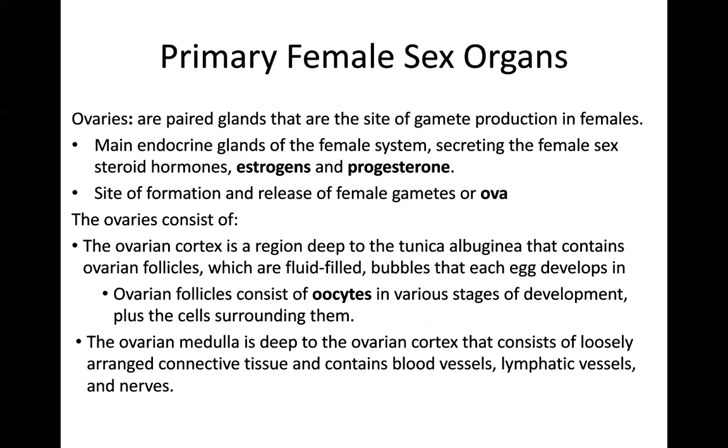Once again, we've talked about those organs before. That's because they are the main endocrine glands of the female system, secreting the female sex steroids, estrogens and progesterone. They are also the site of gamete production in females, producing the female gametes. We would commonly call them eggs. They have a fancier term called ova. And we'll get into that whole process here in just a second.